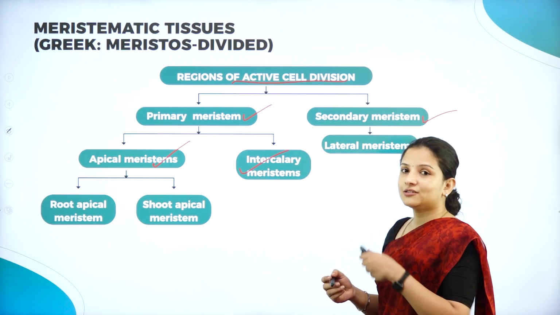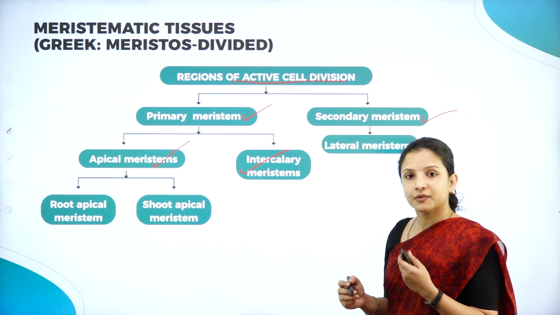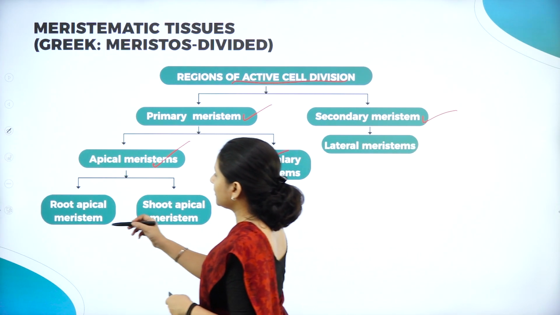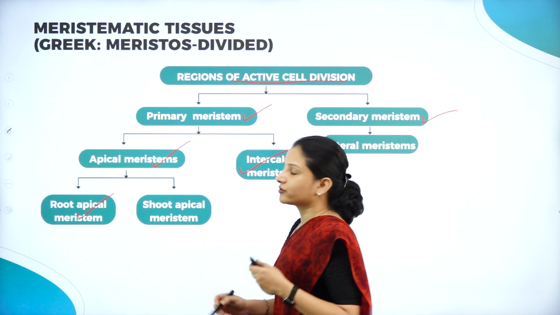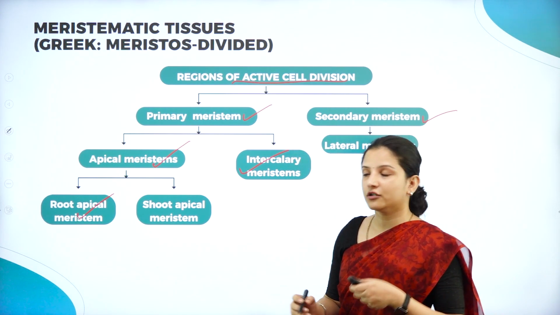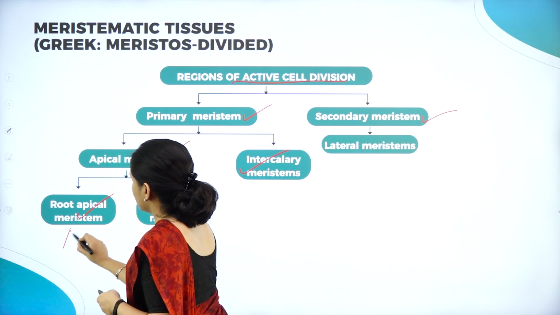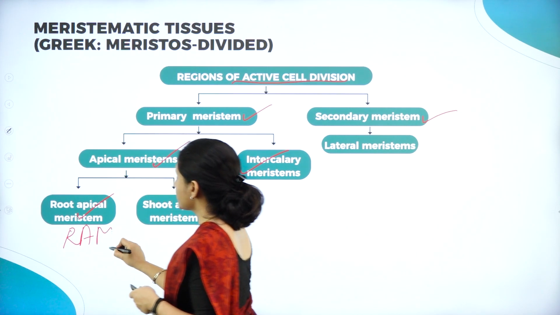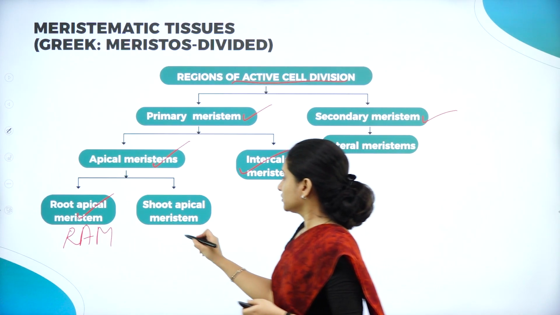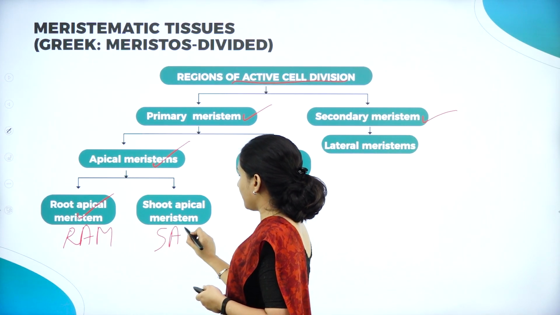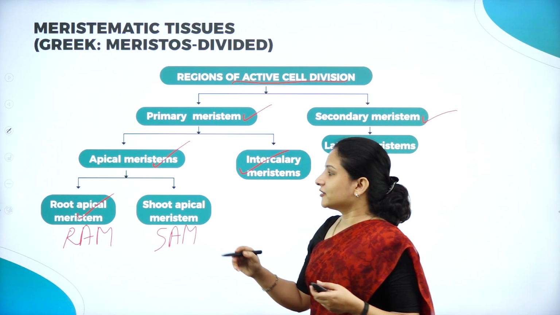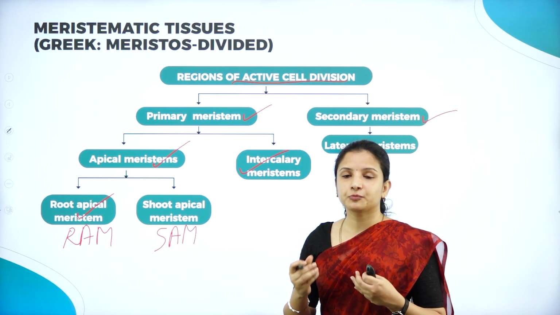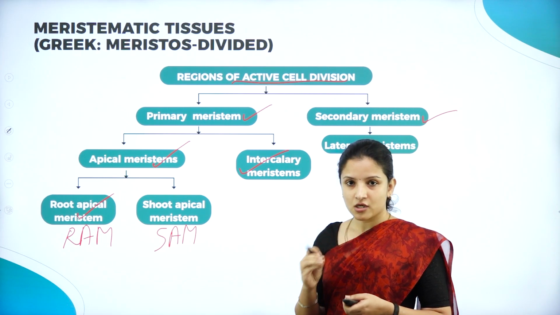So what are all these? One by one we shall study in this particular session. The apical meristem is again divided into the root apical meristem, which is also called the RAM, and the shoot apical meristem, which is also called the SAM. So therefore, it is understood that the apical meristem is present at the tip of the root and the shoot.